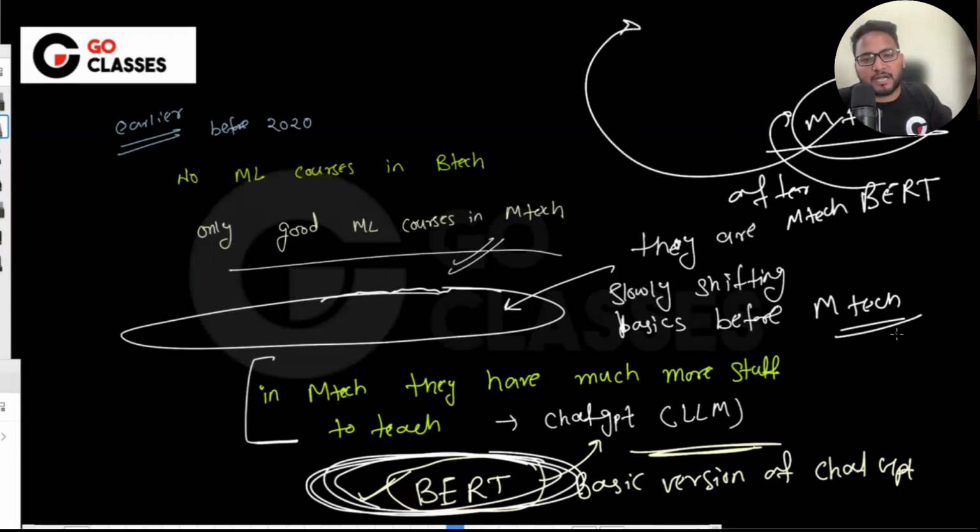So something like this. Are you getting my point? So why have they introduced GATE DA? Because they want that whenever you are taking admission into MTech, they do not have to teach the linear transformation.